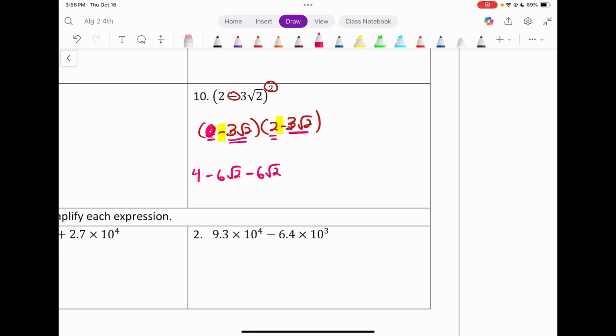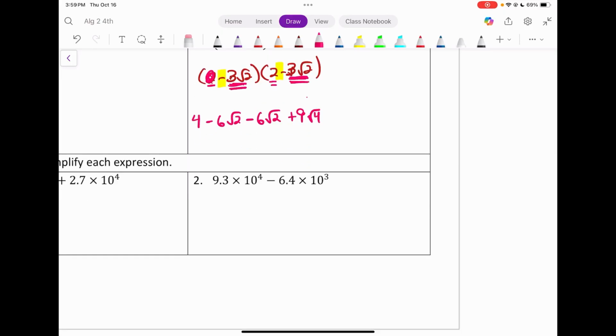Now, negative 3 root 2 times negative 3 root 2 would be a positive 9 root 4. And we can clean that up. That's 9 times 2, or just 18, because the 4 comes out. Now we're adding, subtracting. Last step, 4 and 18 gives you 22. These are alike. Again, we plus and minus when things are alike, and that'll be negative 12. Leave the root 2 alone.